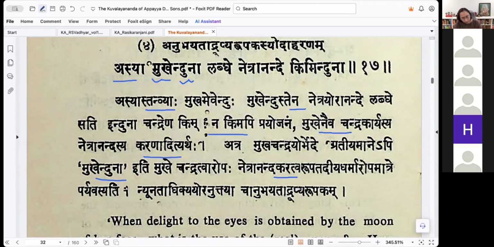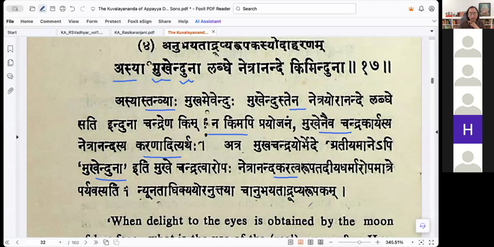That's why I asked, because when I simply read asyam mukhenduna labdhe netranande, I was wondering where bheda is coming from. Mukham eva induhu. So the mukham, I have an object and I have mentioned that it is an object. I am not saying that whatever is in front of me is actually a moon. Tatha nasti. So if I say asyam induna labde netranande kim tadinduna, then it is abheda rupakam.